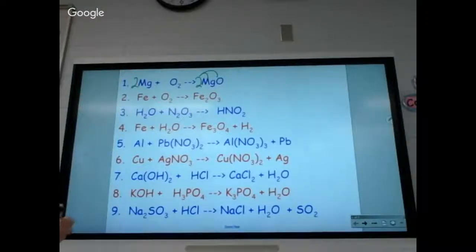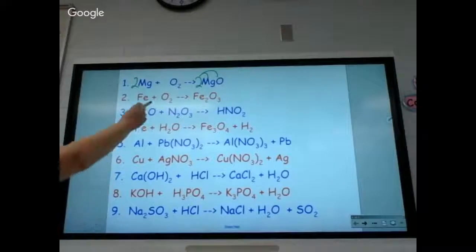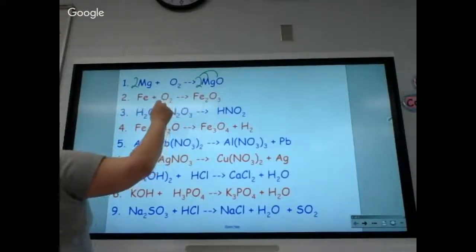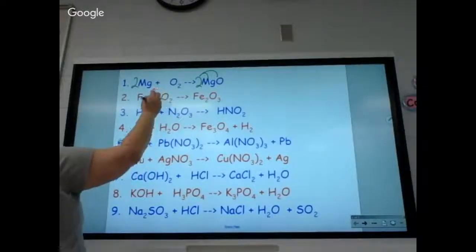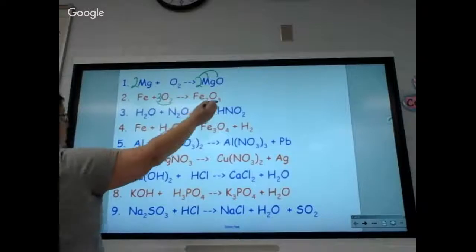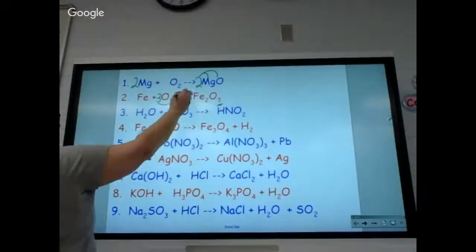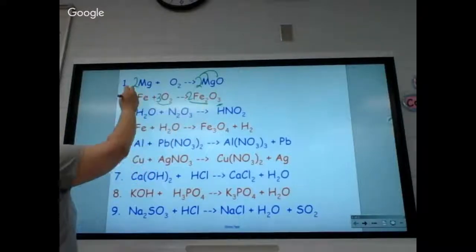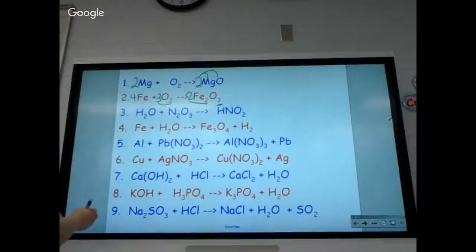Okay. So for number 2, how many O's are here? 2. How many O's are here? 3. So if I put 2 or 3 here, I'm going to get what? So 6 O's. So how am I going to get 6 O's here? Now, when I put that there, how many FEs did I make? 4. So what am I going to put here? 4. Okay. Everybody okay with 1 and 2? Yeah. All right. So some of us ran off the rails at number 3.